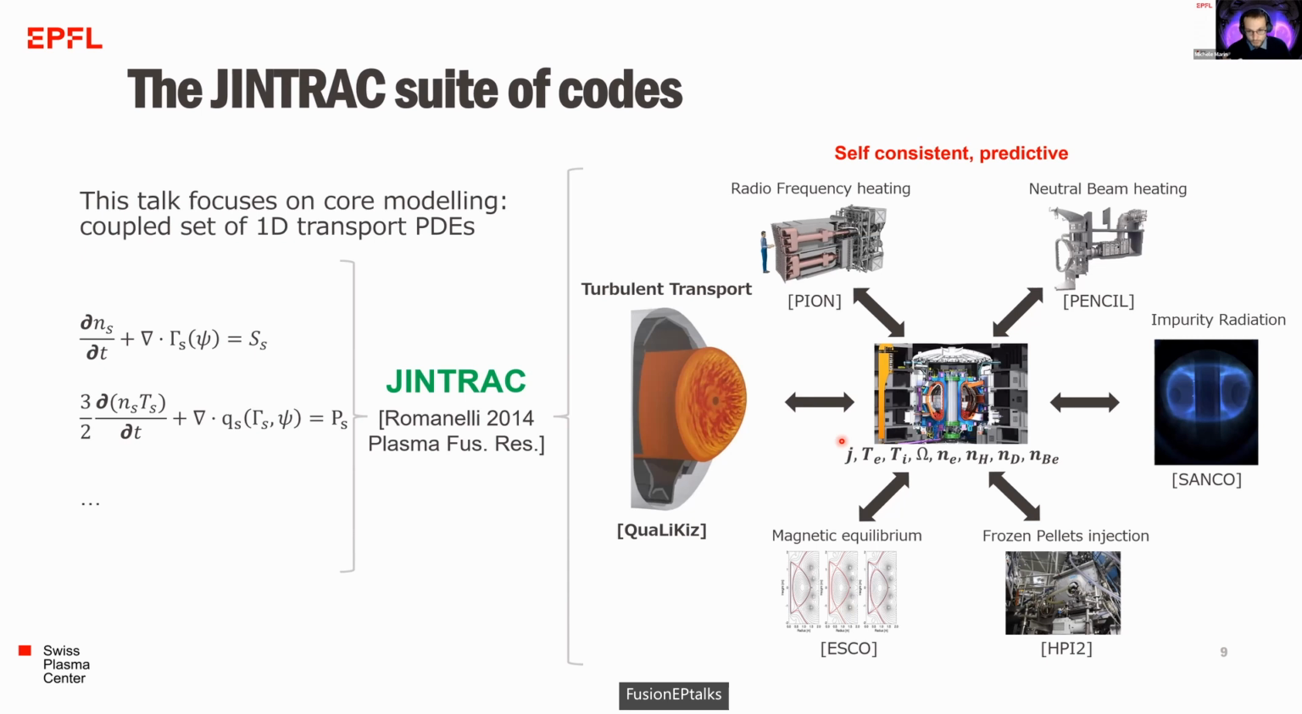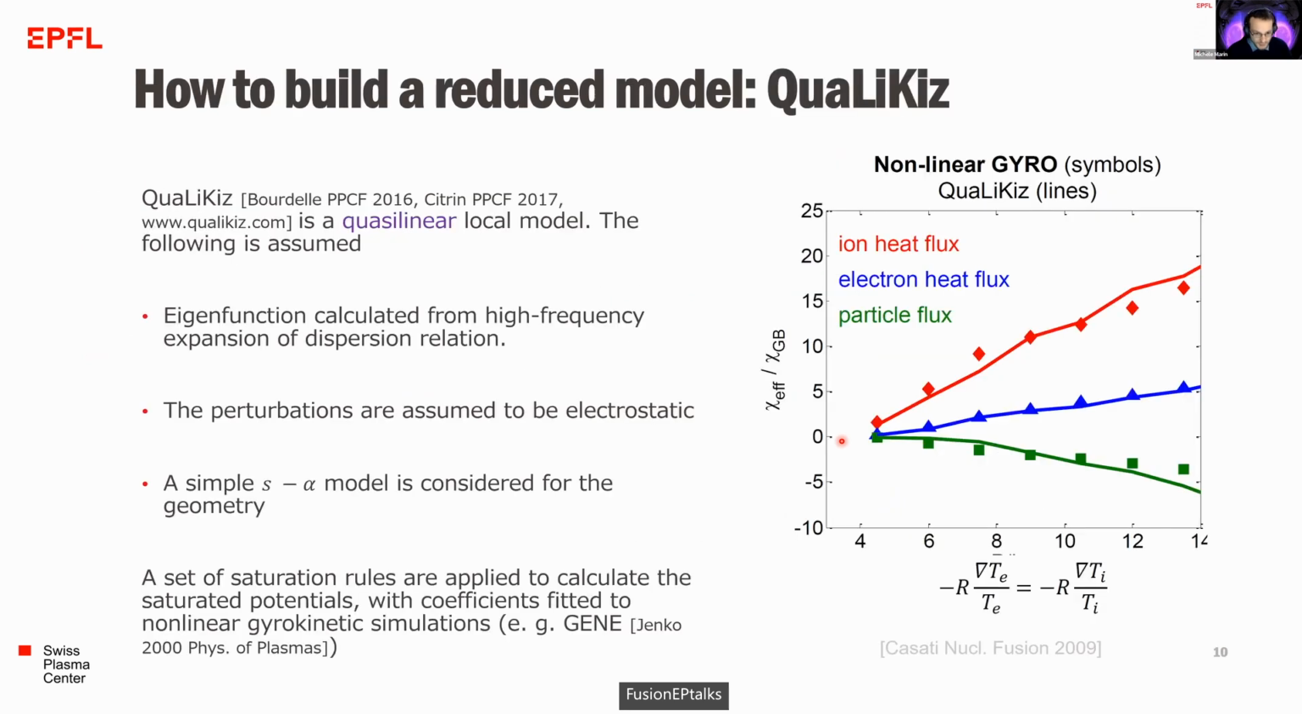One very important, crucial quality that these codes have to have is to be fast, because we can't wait years. So these codes need to run in seconds, maximum 1 minute. But how do you get from the very slow codes to these fast codes? You use reduced models. So for the turbulence, for example, one code that I had to deal with a lot during my PhD is QuaLiKiz, which is a quasi-linear model.